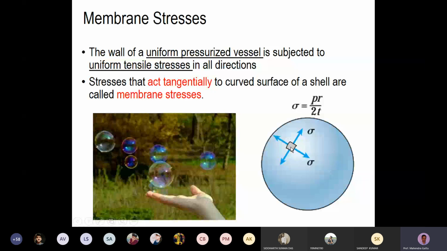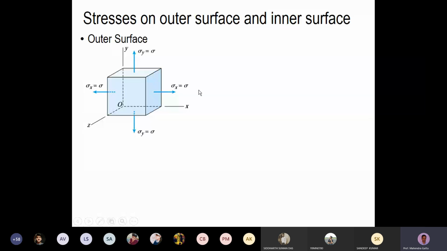So on the outer surface, we are looking at the stresses and seeing what is happening there. We have only the in-plane stresses, sigma in the x direction and sigma in the y direction. Out of plane, there is no stress. So for this, what is the Mohr circle for these in-plane stresses?